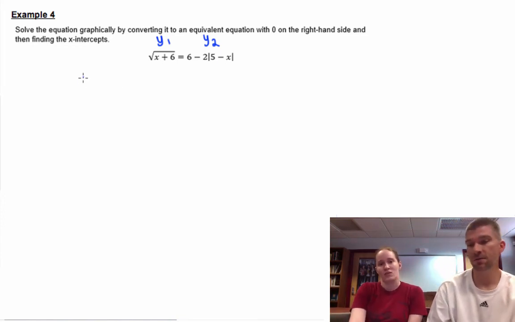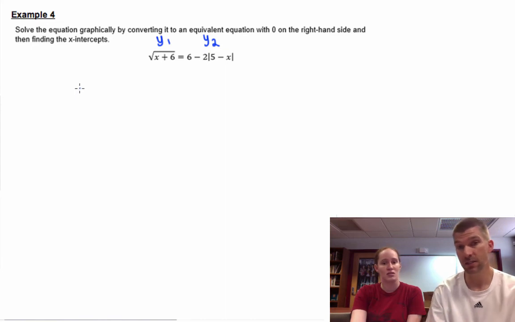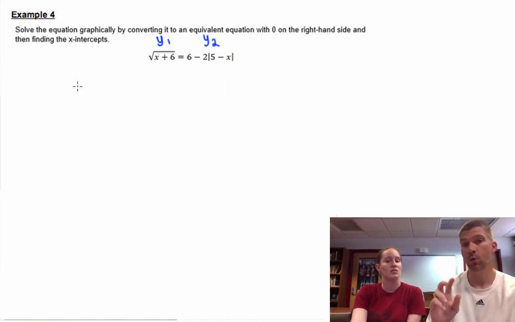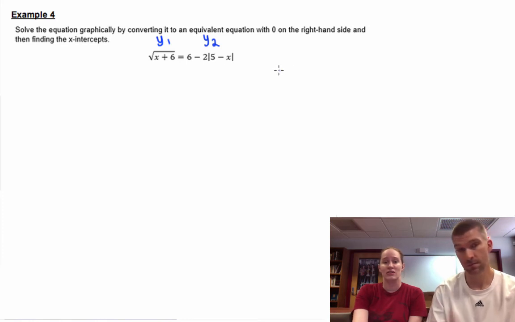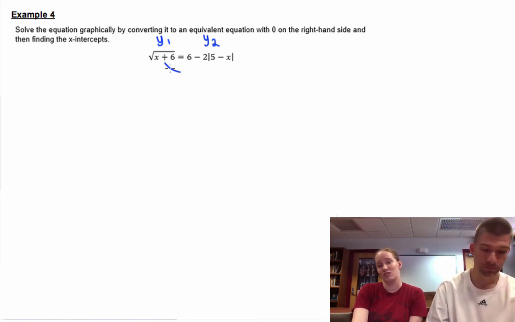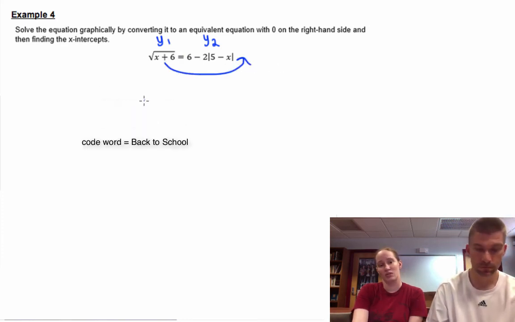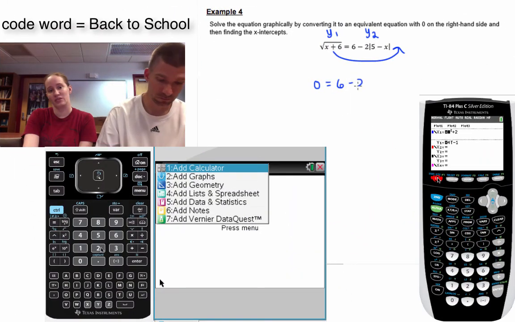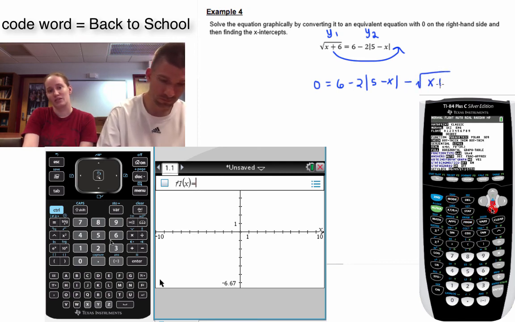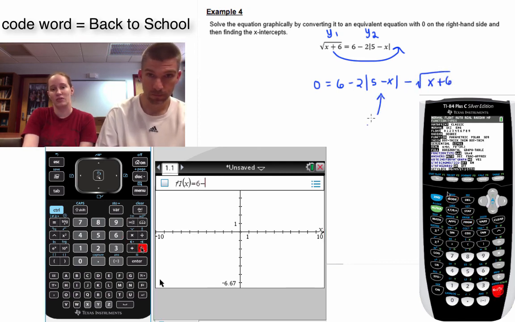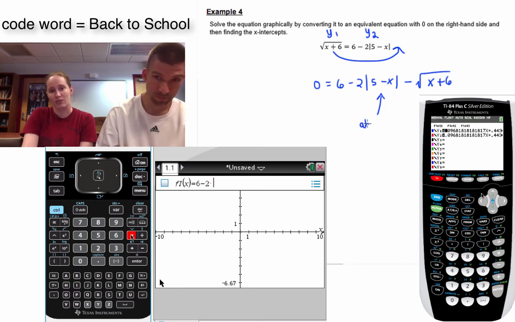And sometimes if you have a really wacky y value or an x value, finding the y1 equaling y2 part can be really hard. So just get everything on one side, and it's quicker to move the square root over and do 0 equals 6 minus 2 absolute value of 5 minus x, and then minus the square root of x plus 6, which we moved.